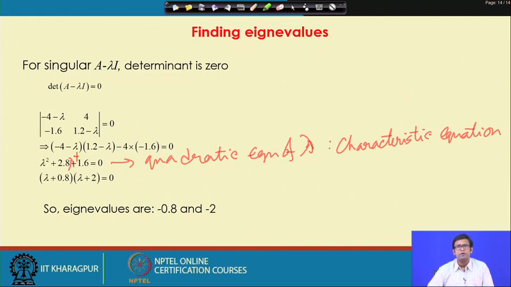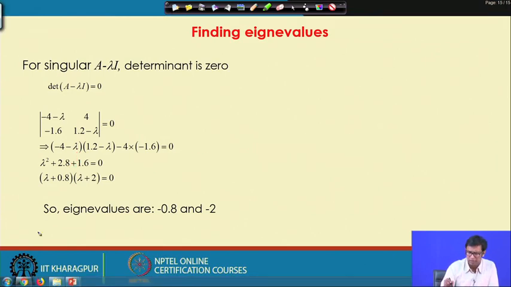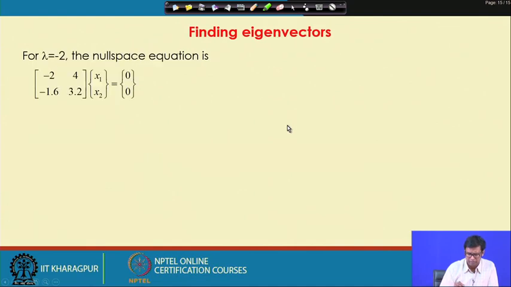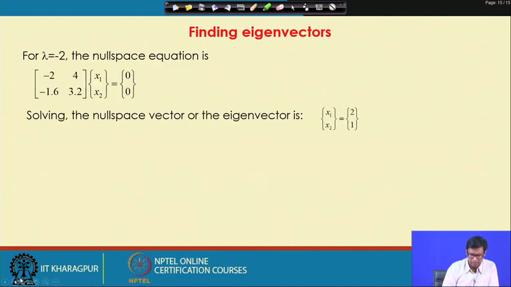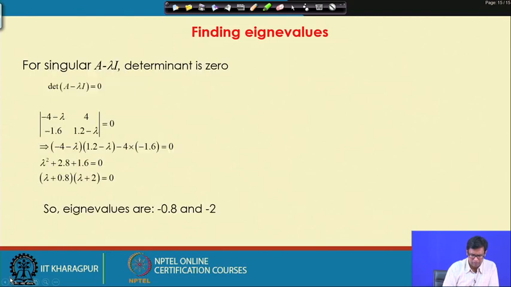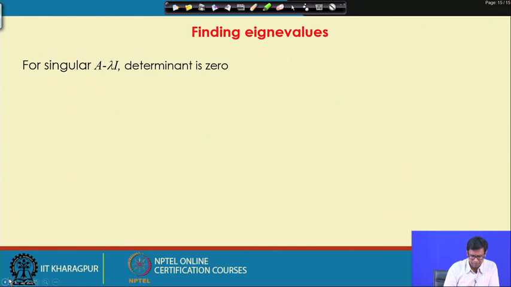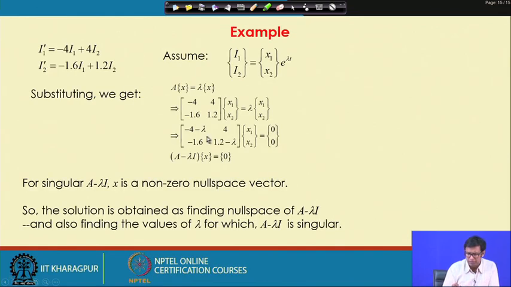So, what will we do there? We will take this matrix. Let me go back to the previous slide. So, we got minus 0.8 and minus 2 is equal to 0. We will take this value, minus 0.8, and substitute it in this equation, for example, minus 0.8 here.